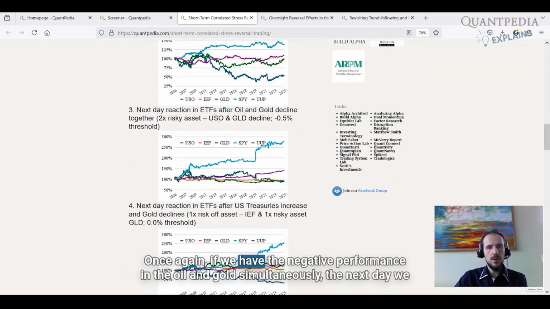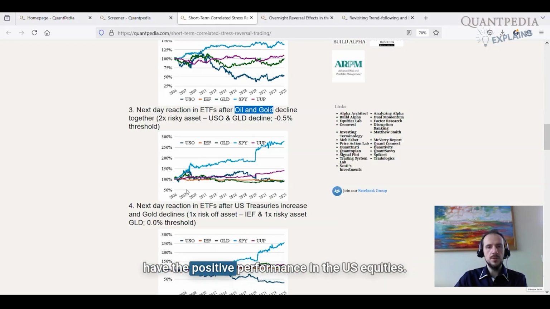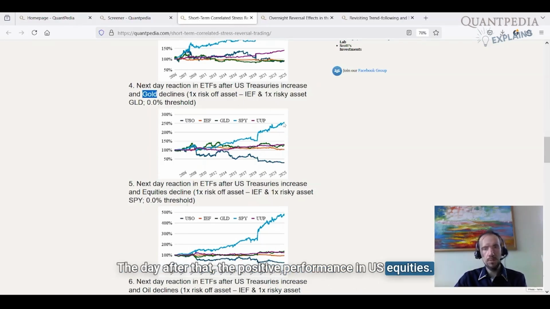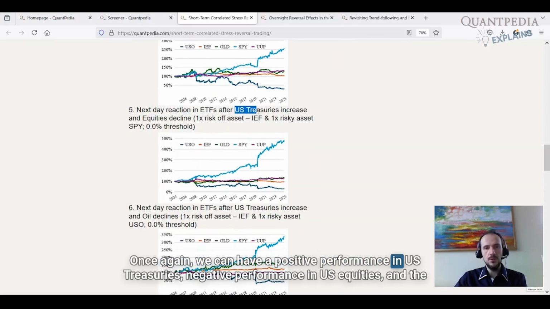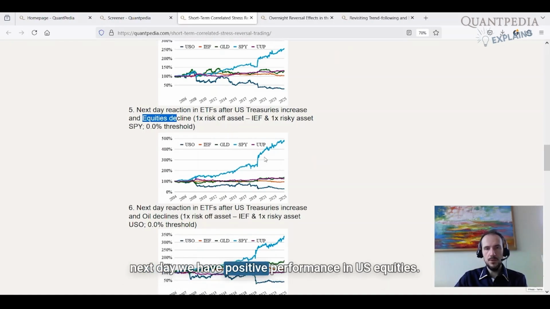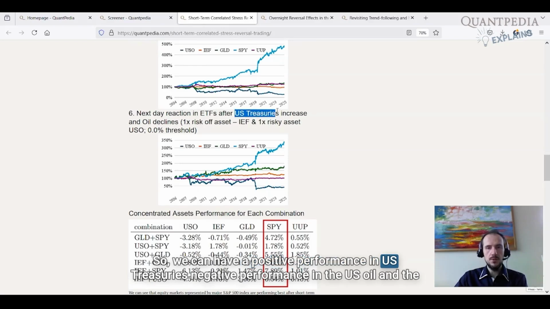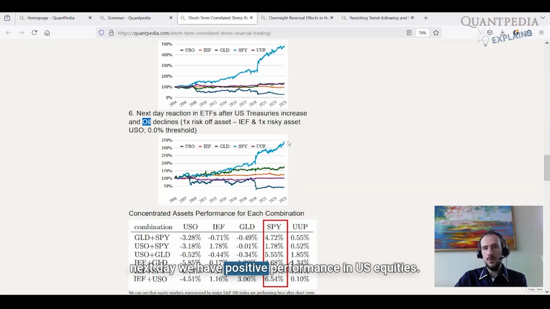Once again, if we have negative performance in oil and gold simultaneously, the next day we have positive performance in the US equities. If we have positive performance in US treasuries and negative performance in gold, we usually have positive performance in US equities the day after. Once again, we can have positive performance in US treasuries and negative performance in US equities, and the next day positive performance in US equities. And the last case, positive performance in US treasuries, negative performance in oil, and the next day positive performance in US equities.